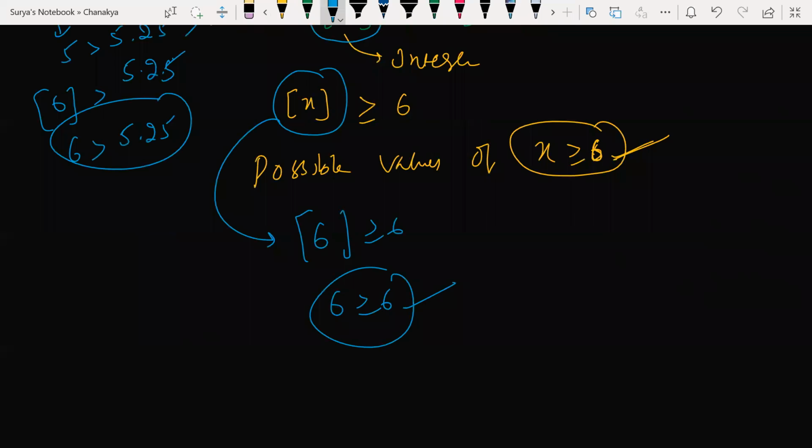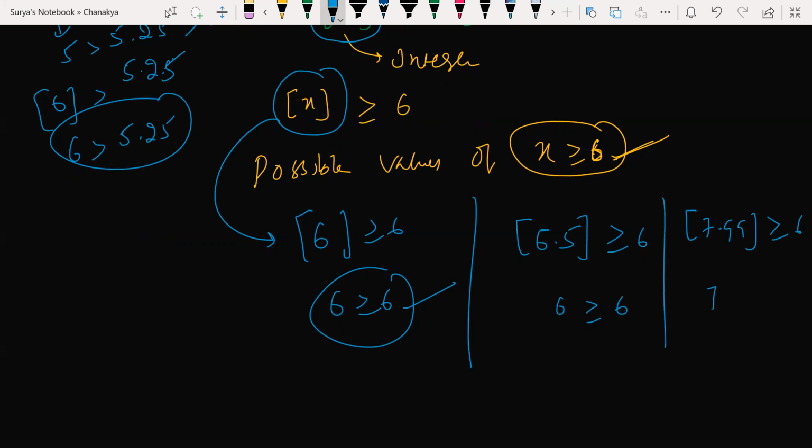Valid statement. If I take any value greater than 6, let's say 6.5, I'm still getting the same result. If I take any value greater than 6, let me say 7.999, step of 7.99 is 7. 7 is greater than 6 or not? So everywhere I'm satisfying the condition.